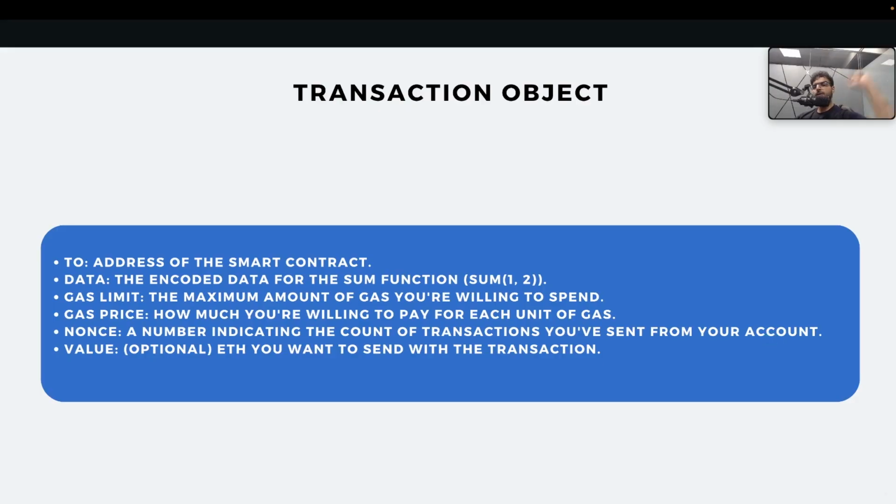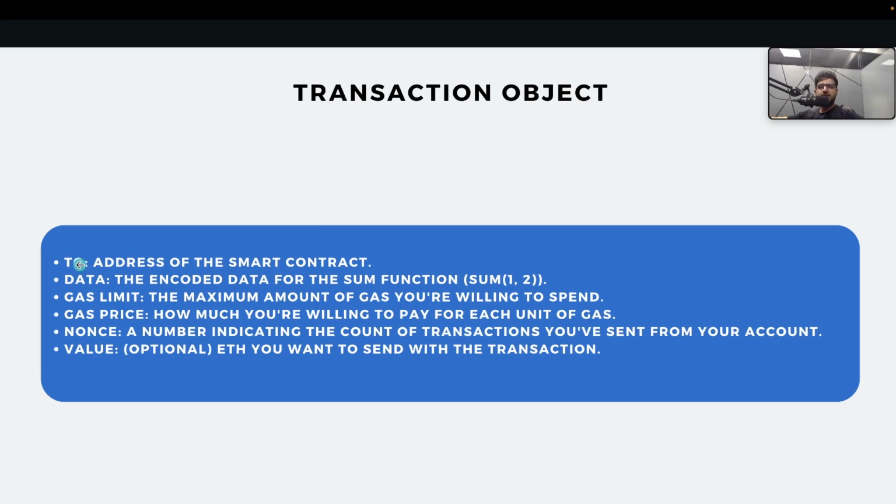आपका जो nonce है वो आप साथ में भेजते हो. This is the number of transactions that I have done until now. And a value, which is if you want to send some Ethereum along with it, you send this in your transaction object. So this is what the transaction object looks like. If you're doing a simple transfer, then a lot of these fields don't make sense. Only the value field and to field makes sense.